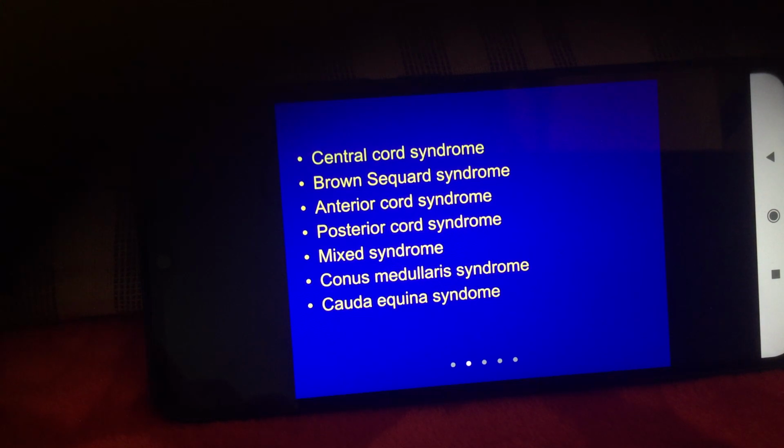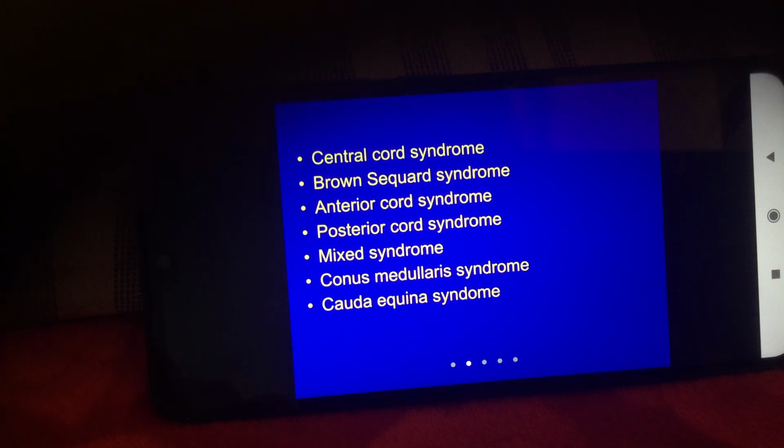Central cord syndrome is when the central part of the spinal cord is damaged and the peripheral part is intact. Brown-Séquard syndrome is when half of the spinal cord, either right or left, is injured. And you can go to physiology and see what Brown-Séquard syndrome and central cord syndrome are. You can search on the internet, or you can read the books.